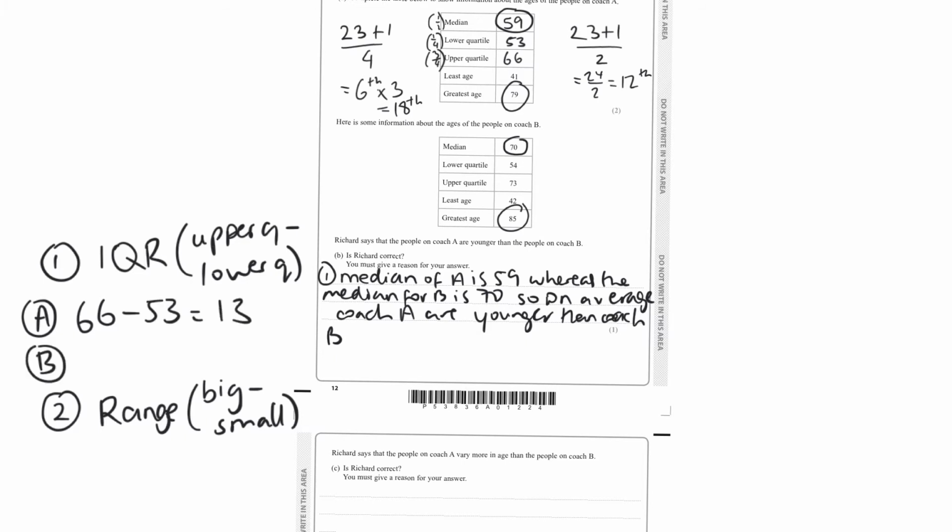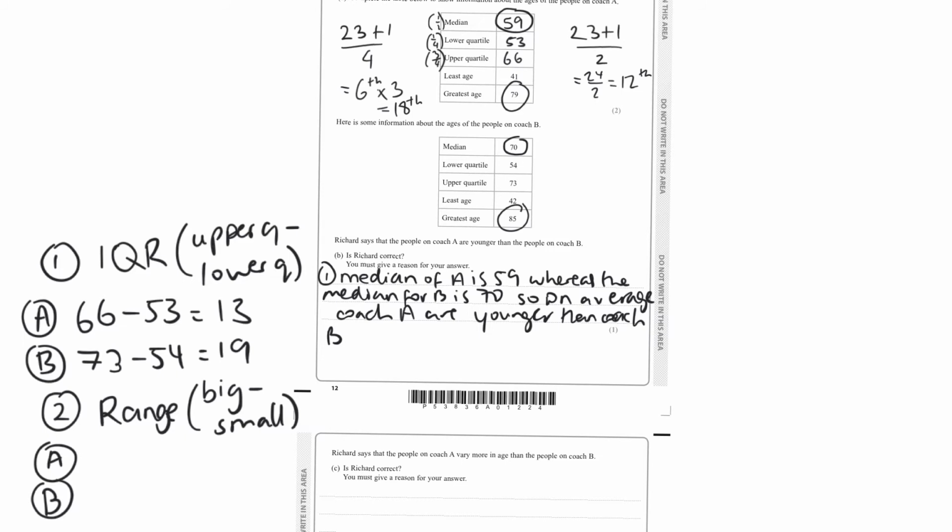For B, it will be the upper quartile, which is 73, take away the lower quartile, which is 54. So that's 19. Okay. So let's look at the range, because that's not really stating or supporting Richard's answer.